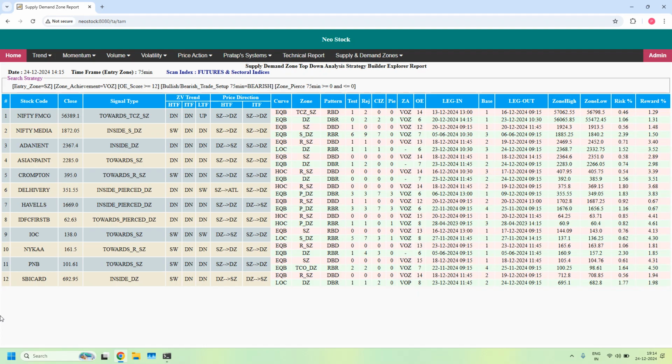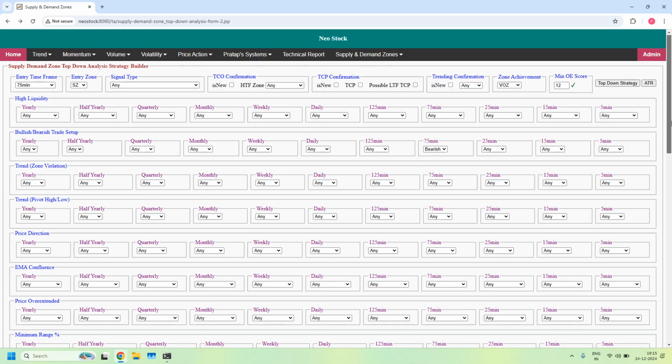And these 12 stocks are supporting bearish trade setup for a weekly income trade. And all these entry time frame zones are 75 minute supply zones. Out of these 12 75 minute supply zones, there might be some high probability setup supported stocks available. We need to filter them. So the first filter is based on LTF and ITF supply zone confluence. Let's add that filter for these 12 stocks.